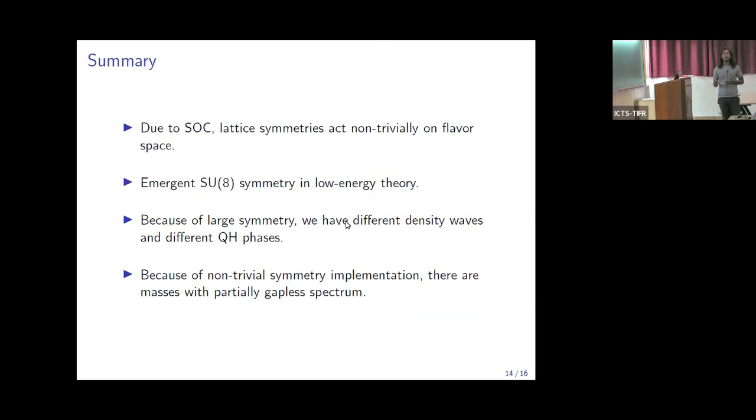So in this model, because of spin orbit coupling, the symmetries are implemented in a non-trivial way, and that shows up as a consequence in the different phases that we can have. Because there's an emergent SU8 symmetry in the model, and because you have a large symmetry, you can break it in different ways and get different kinds of phases. And in this case, there are non-trivial gapless phases, which are not present in, let's say, graphene.